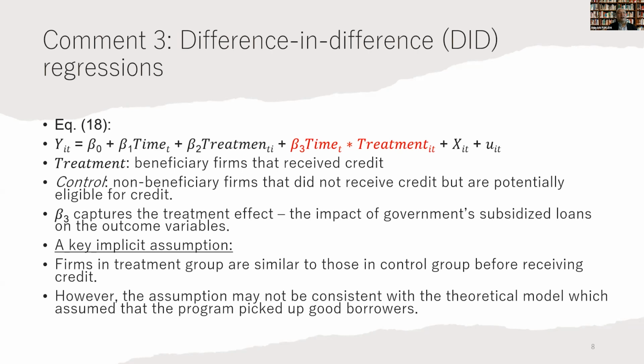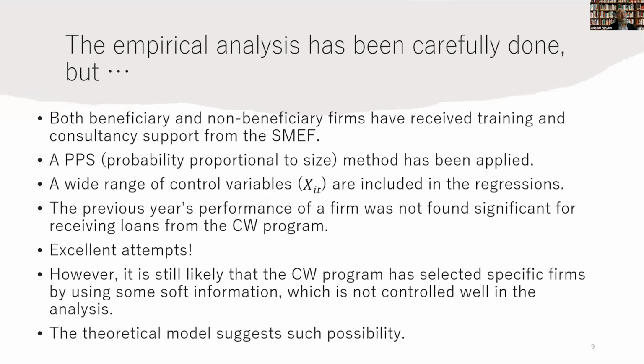But in DID analysis, it is implicitly very important that firms in the treated group are similar to those in the control group before receiving credit. But I'm wondering whether that assumption is consistent with the theoretical model. The empirical analysis has been carefully done, actually, and I think that was very good. Both beneficiaries and non-beneficiaries have received the training and consultancy support, the probability proportional to size method has been applied, and various control variables are included in the evaluation.